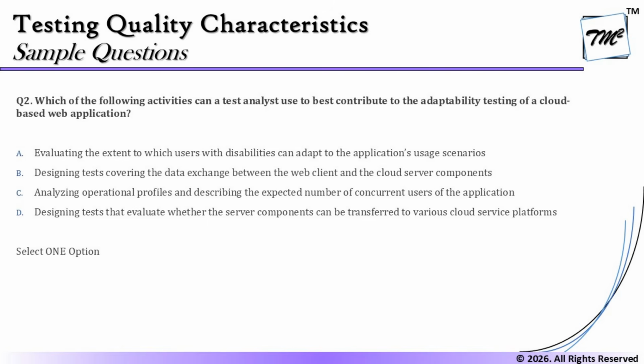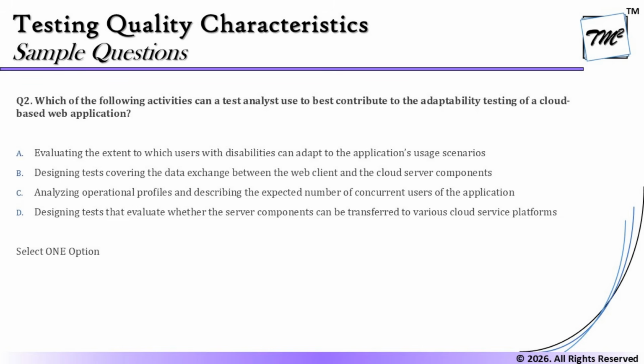Option A says, evaluating the extent to which the user with disabilities can adapt to the application's usage scenario. I think that's not something which we need to discuss, because disability of the user is certainly not related to adaptability. It goes into accessibility, and that's not something which is covered as a part of adaptability.